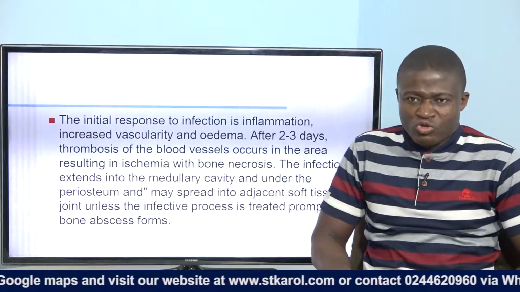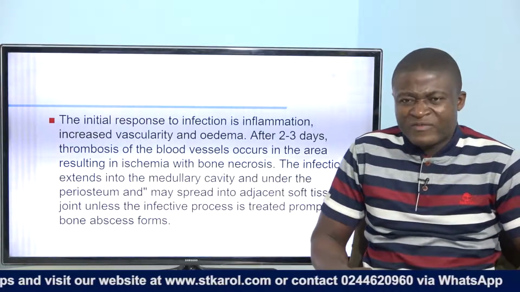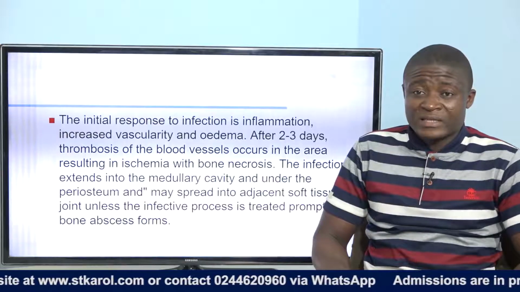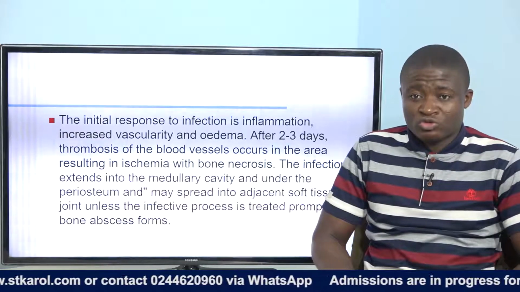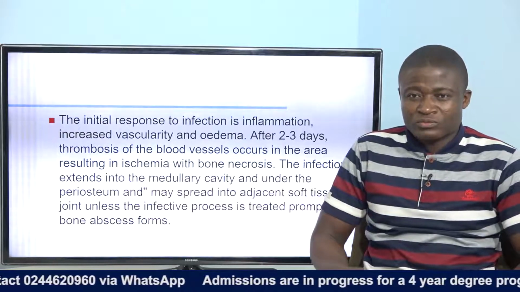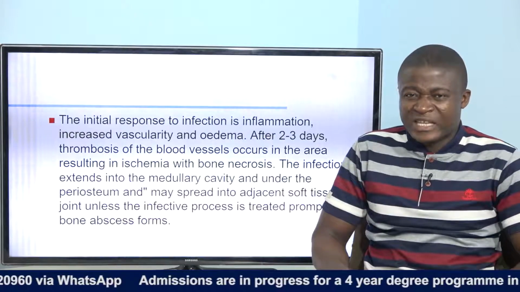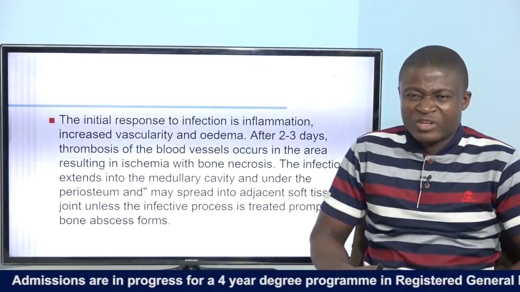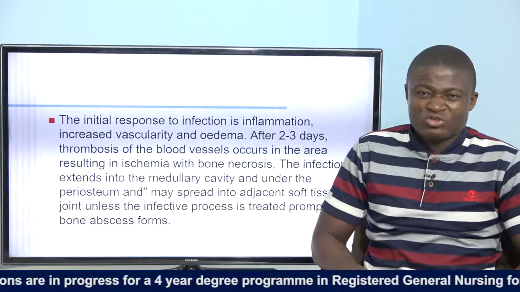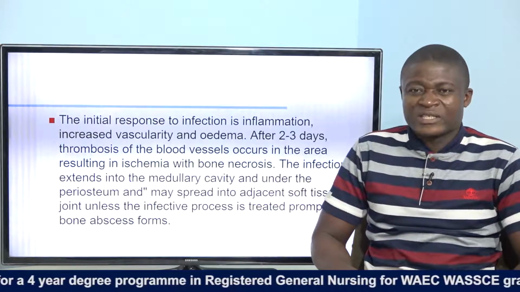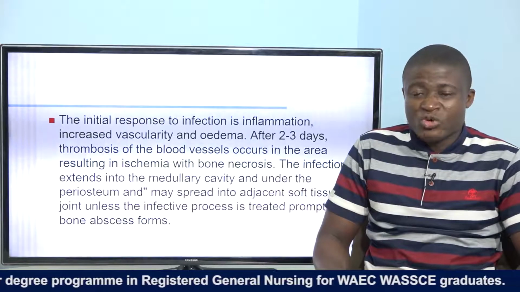You know, during the inflammatory process, you have a lot of blood vessels opening up to the site. But within 2 to 3 days, these blood vessels will form thrombus. There will be blood clots forming, and this results in ischemia. When we say ischemia, it means that because of the thrombosis, you are no longer able to get fresh blood reaching the site that is already infected. And this mostly will lead to bone necrosis.